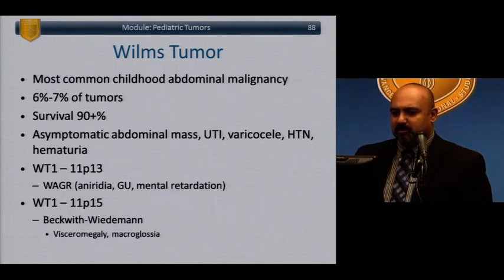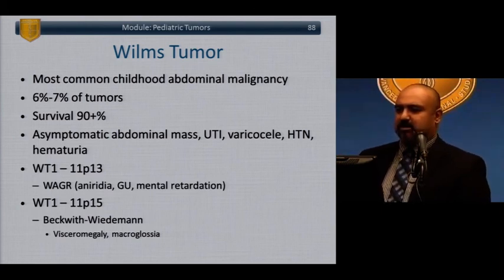We'll switch over to Wilms. Wilms is the most common childhood abdominal malignancy. So the other one was the most common solid. This one's the most common abdominal malignancy. Again, it's about 6 to 7% of the tumors. The most common tumor that we see in kids, other than ALL, and the most common solid tumors are usually brain tumors.